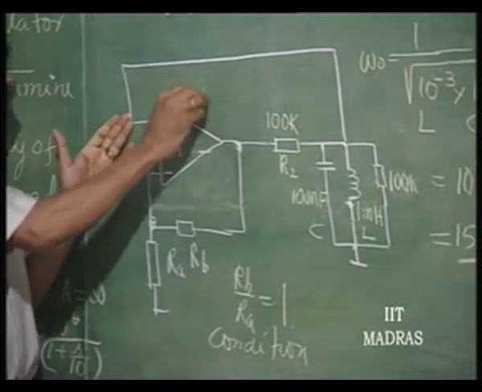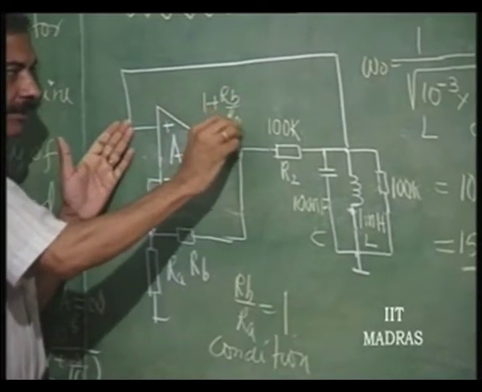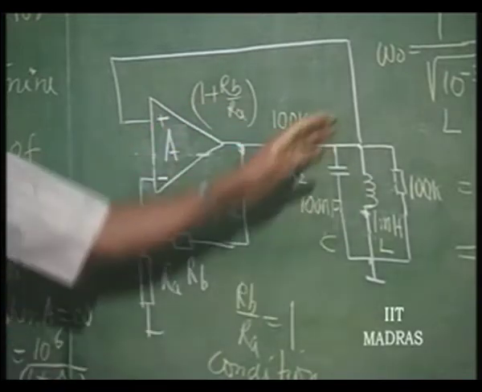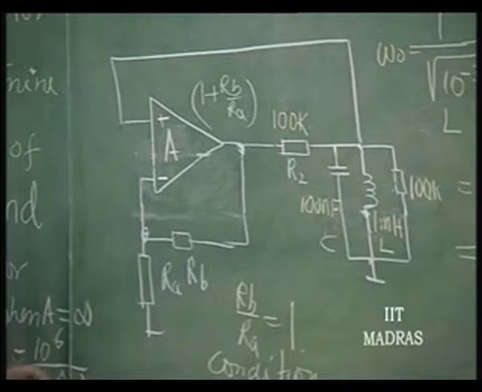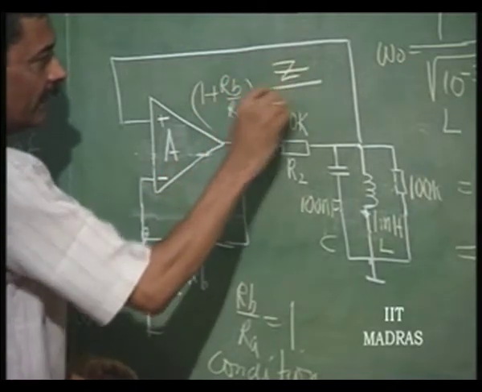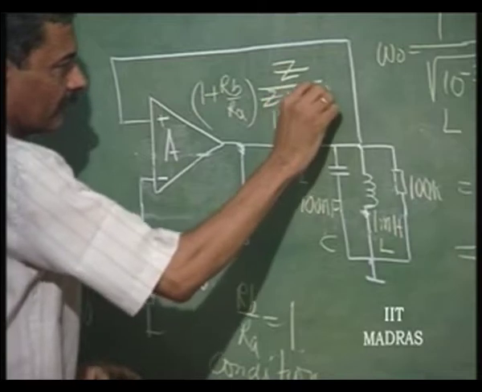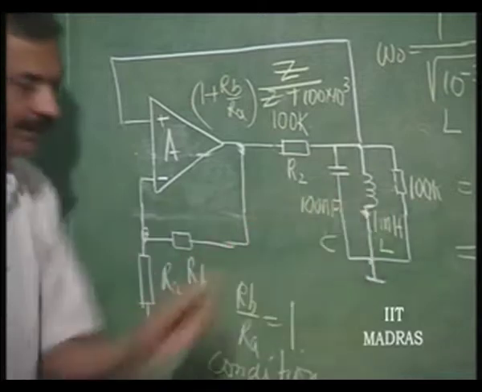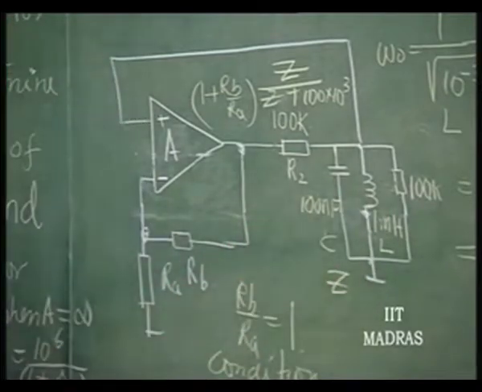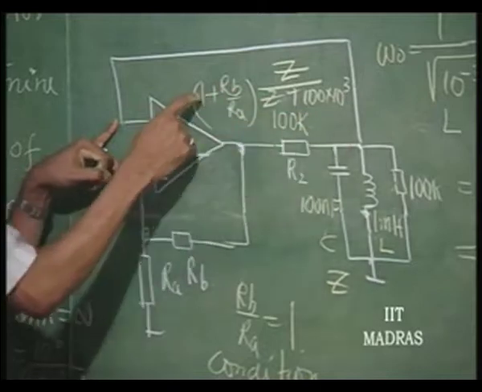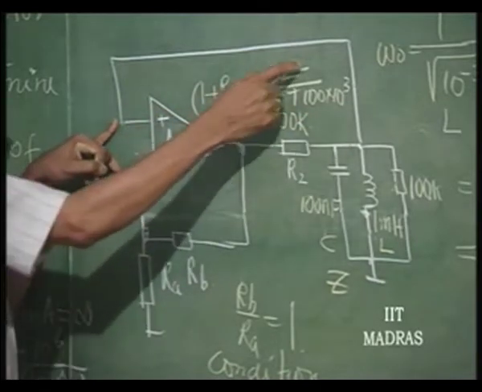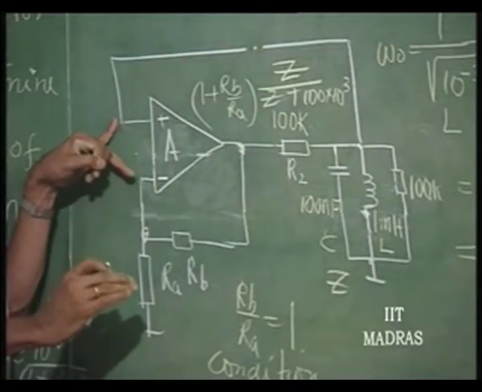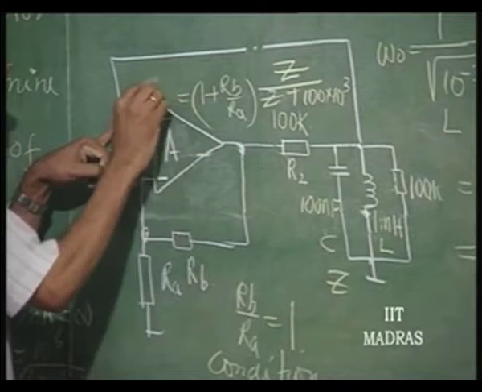This gain is 1 plus RB by RA, and this into the effective attenuation here is nothing but Z divided by Z plus 100K. This is the effective attenuation. This impedance we will call Z, and that is the loop gain from here to here: 1 plus Rb by Ra into Z by Z plus 100K is the loop gain if I break the loop here. Okay. So, this is the loop gain.